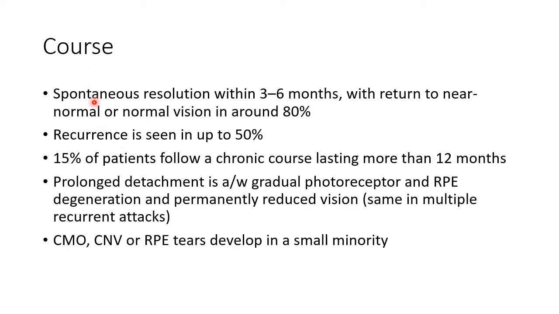Coming to the course of CSR, there can be spontaneous resolution within 3 to 6 months with return to near normal or normal vision in around 80% of patients. Recurrence is seen in up to 50% of cases of CSR. 15% of patients of CSR follow a chronic course lasting more than 12 months. Prolonged neurosensory detachment is associated with gradual photoreceptor and RPE degeneration and permanently reduced vision. This can also be seen in cases of multiple recurrent attacks of CSR. Cystoid macular edema, choroidal neovascularization, or RPE tears can develop in a small minority of CSR cases.